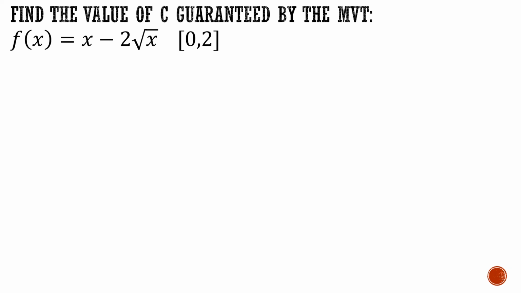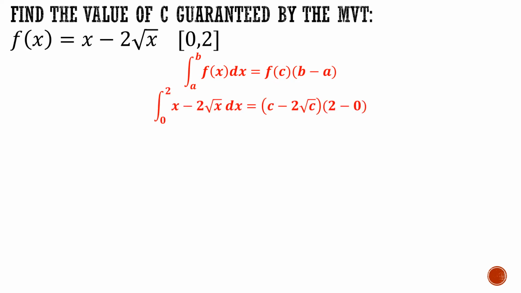So again, we have a function over some interval. I'm simply going to plug into my formula. So there goes the formula again. Integral from a to b f of x dx equals f of c times b minus a. And so plugging into that formula, I get the integral from 0 to 2 of f of x, which is x minus 2 root x dx. And then equals, over here, I'm simply just putting in c instead of x. So I say c minus 2 root c times b minus a, which is 2 minus 0.